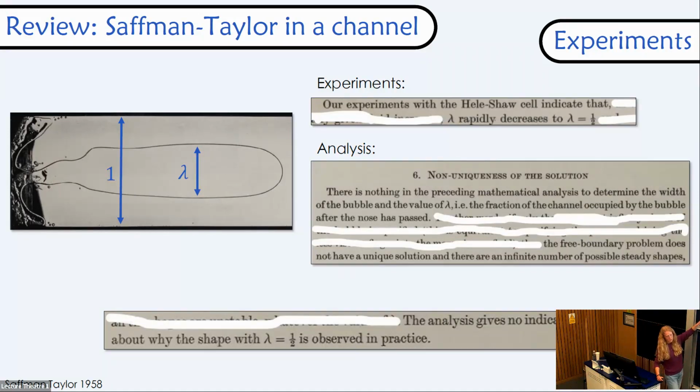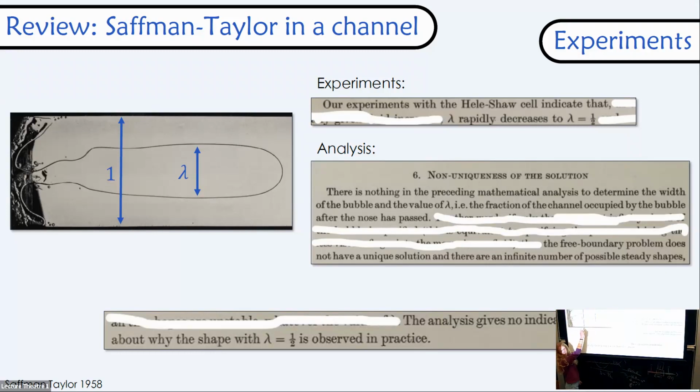On the top, you see a picture of an experiment that they've done where you've got this Hele-Shaw cell, which is now an infinitely long channel. You're injecting the fluid from the left, that's the less viscous fluid. And after a certain amount of time, you reach a steady state where you've got a single finger which is propagating along the channel. And the crux of the problem is trying to understand what the parameter lambda is, the proportion of the width of the full channel occupied by that bubble.